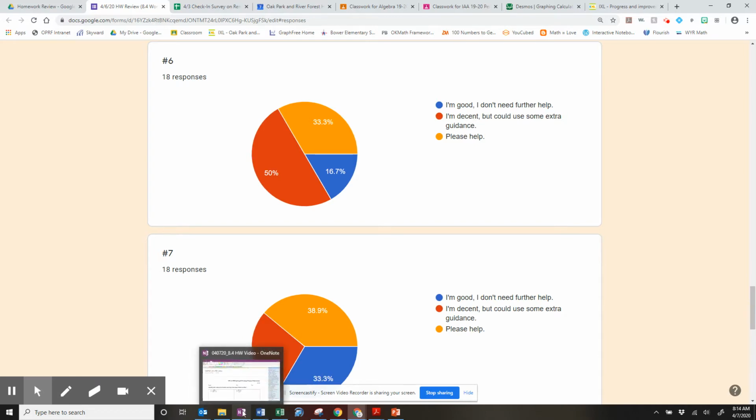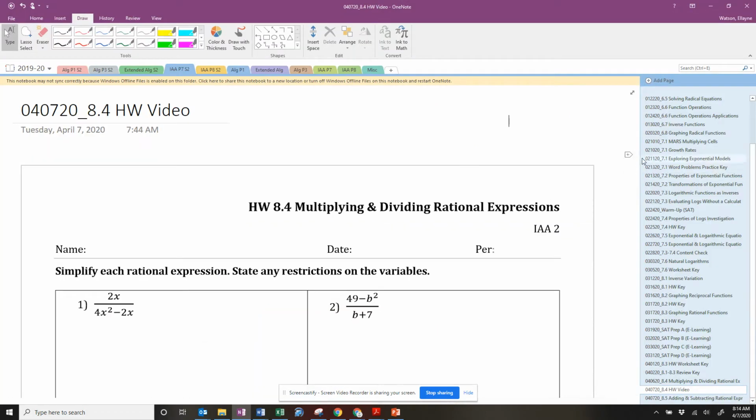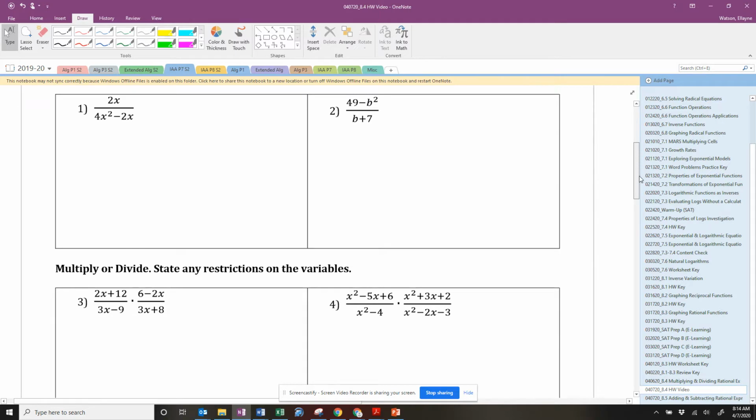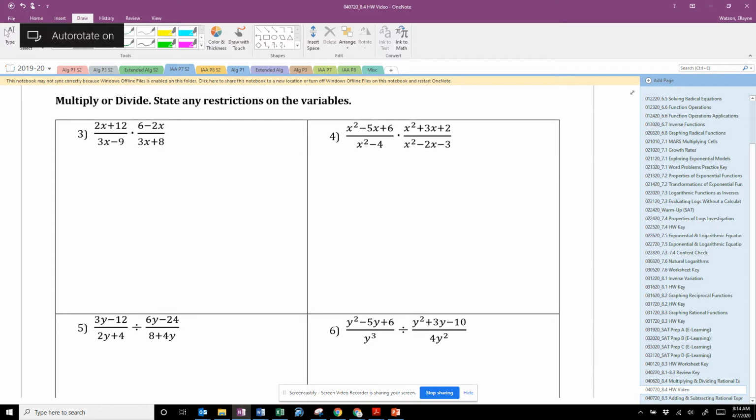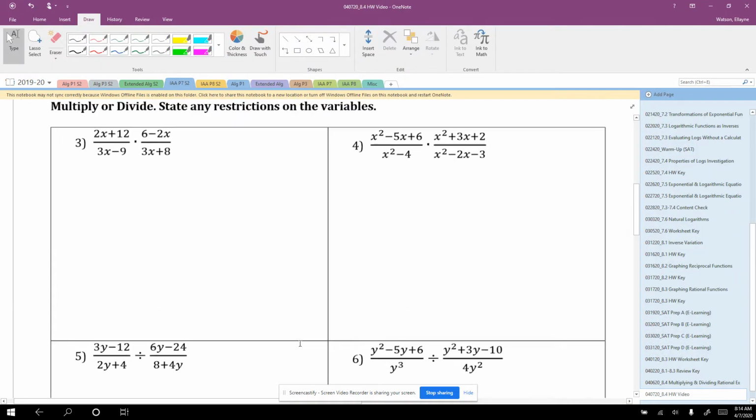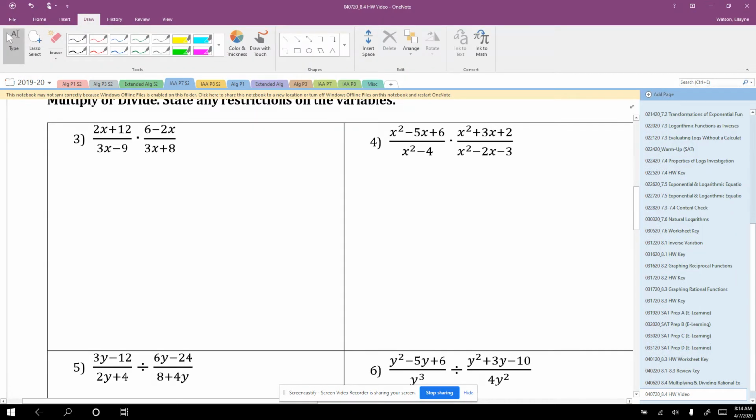So now what I want to do is go over a couple of these problems, okay, and then answer some of those questions. So the first one I want to go over is number three. And really what I'm going to do here, guys, is I'm just going to walk through how I would do this problem, and hope that that answers some questions since now you'll have the work in addition to the answer itself. Okay, so instructions here are multiply, divide, state any restrictions.